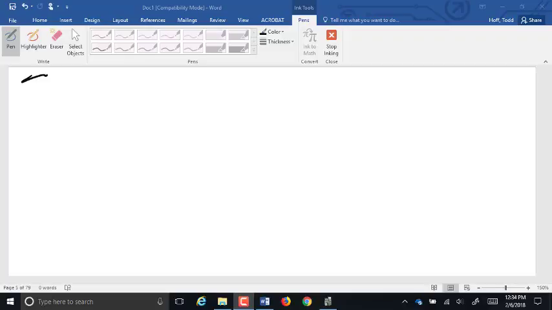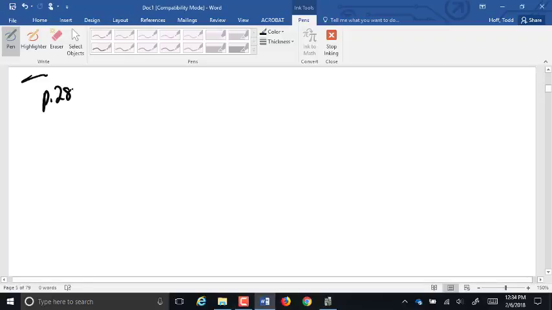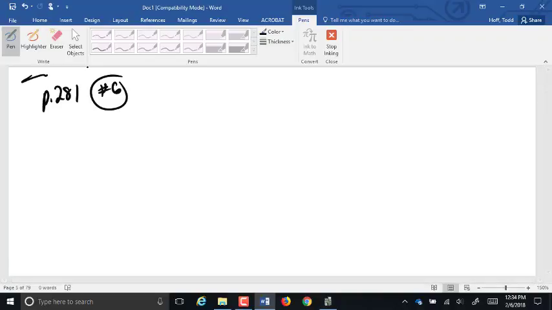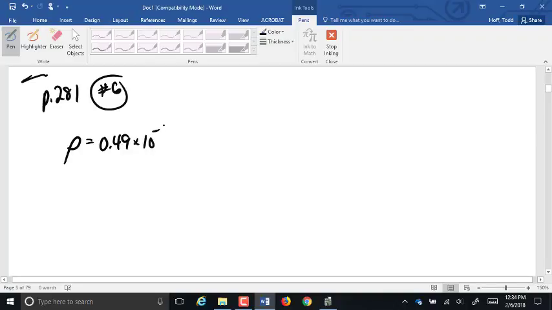Okay, so page 281 of the packet, number 6. Determine the resistance of the shunt pictured in 12.6, made of constantan, which has a resistivity of 0.49 times 10 to the negative 6. That's a huge resistivity. That's ohm meters, at 20 degrees Celsius. Use the central cross section to compute the area.